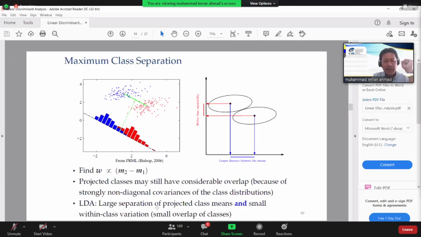For LDA, we want large separation of the projected class means, and small within-class variation, so small overlap of classes. So the basis vector that we want to calculate must push the means of class 1 and class 2 as far apart as possible, but keep the within-class spread small. We try to group them, I mean the distribution in each class, as compact as possible, but with the means of different classes as far apart as possible.